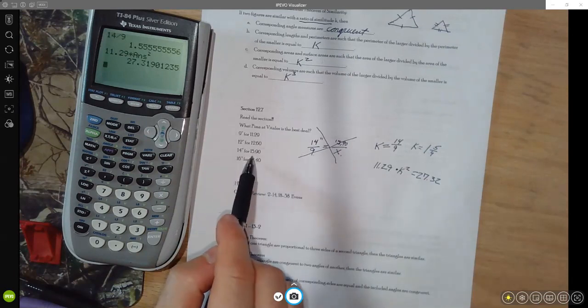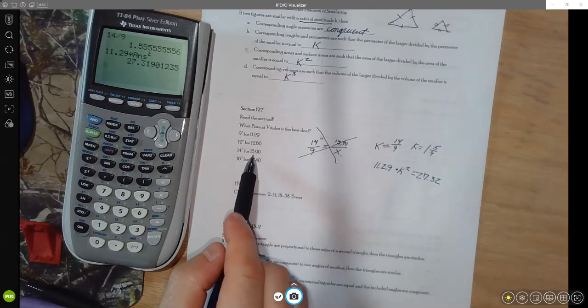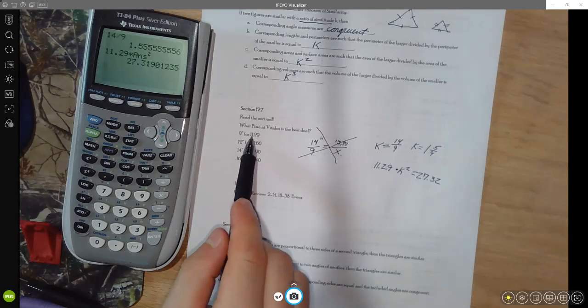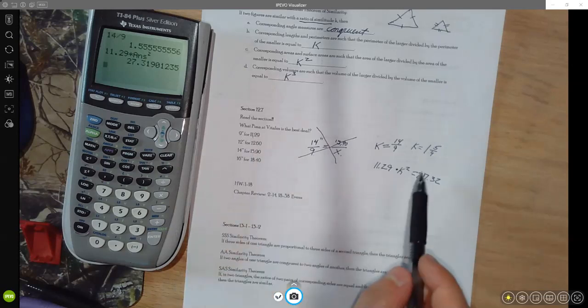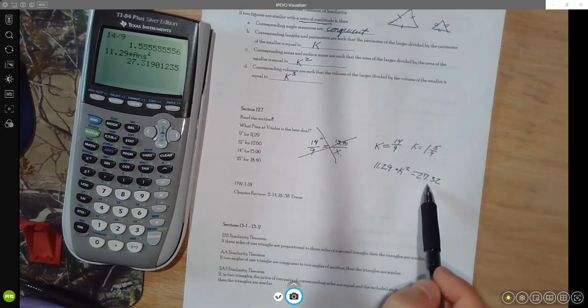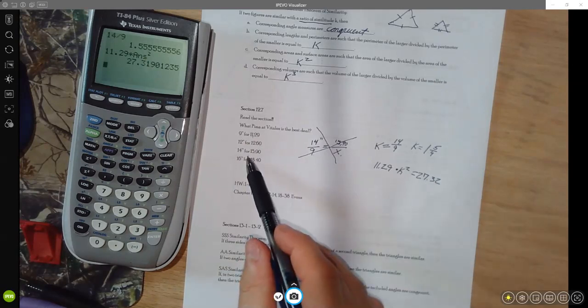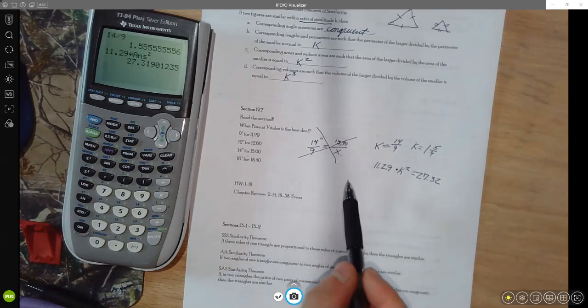And what that means is that at the rate the 9-inch pizza costs, the 14-inch pizza should cost $27.32. And it doesn't, obviously, which means the 14-inch pizza is a much better deal.